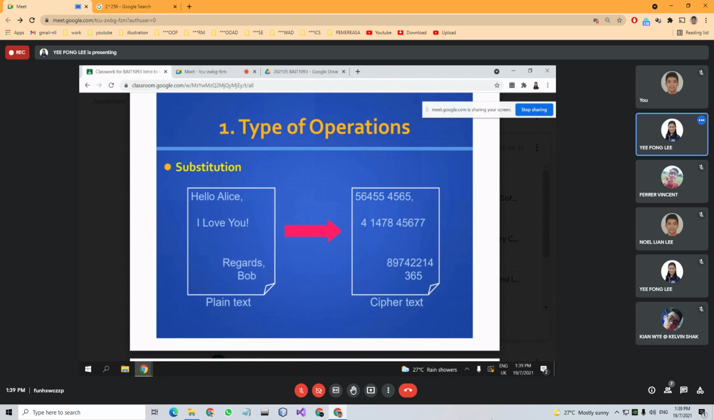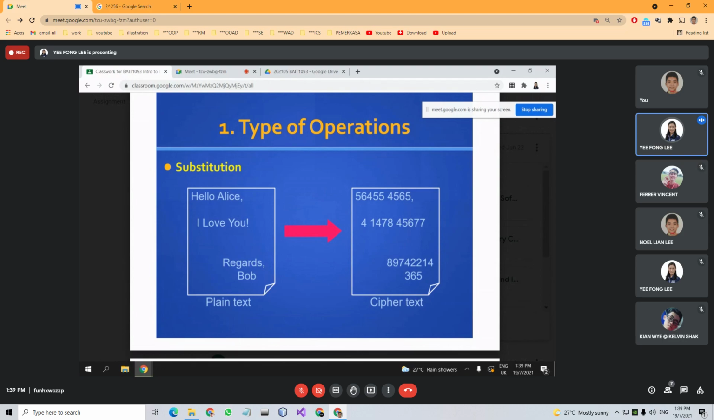Substitution. Kelvin, you want to try? Just a brief explanation, what is this substitution? What is substitution here, Kelvin? Just use different numbers to represent different things only. Yeah, correct. Substitution is using different numbers to replace the plain text. That's it. All right, good.